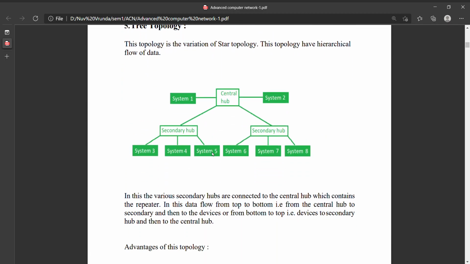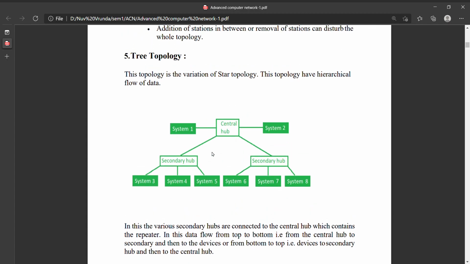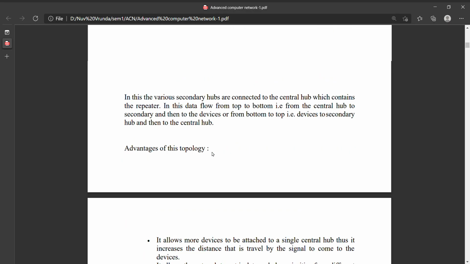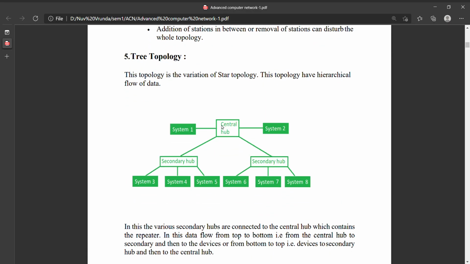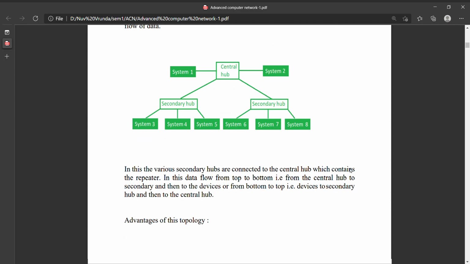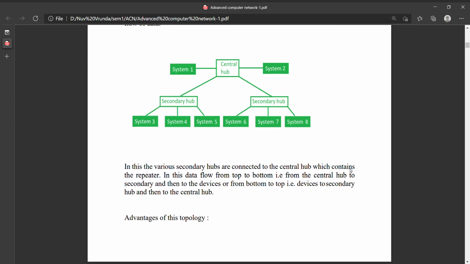Now the tree topology. Tree topology is a variation of a star topology, with a hierarchical flow of data. As shown in the figure, there is a central hub and two systems, and again two secondary hubs as children nodes, and again three systems, like systems 3, 4 and 5, and systems 6, 7, 8. The various secondary hubs are connected to a central hub, which contains the repeater.